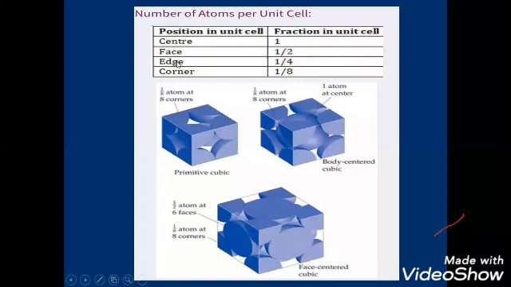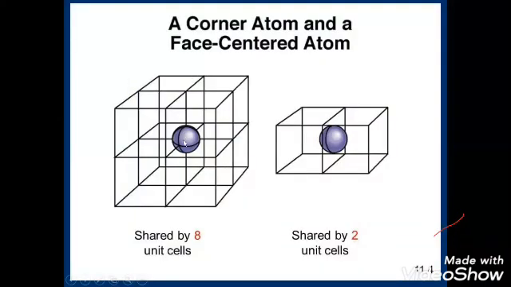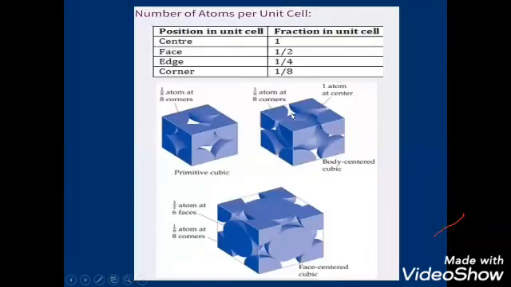And if it is at the edge, and each edge is shared by 4 unit cells, so the contribution towards a unit cell will be 1/4. And if this unit is present at a corner, and this unit is shared by 1, 2, 3, 4, 5, 6, 7, 8 unit cells, so per unit cell, its contribution will be 1/8. Is it clear?